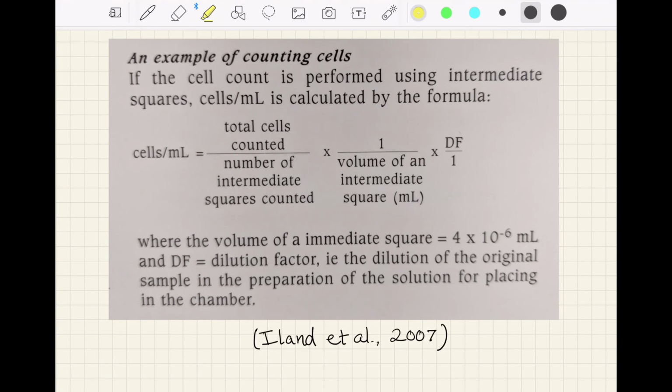So to summarize all that, there's a formula shown here which includes all the pieces we just worked through. This first fraction shows the average cells per whatever area you counted. The volume of that area is shown here. And the dilution factor is included, which would just be a factor of 1 if you didn't dilute the sample at all by staining or anything like that.